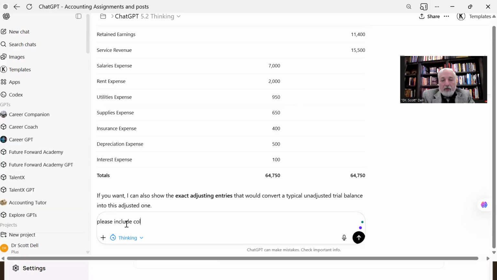Please include columns, because I want to give a full picture for the unadjusted trial balance, the adjustments, and the adjusted trial balance.